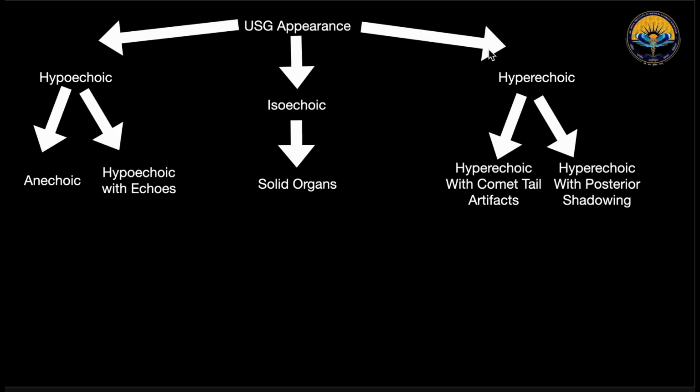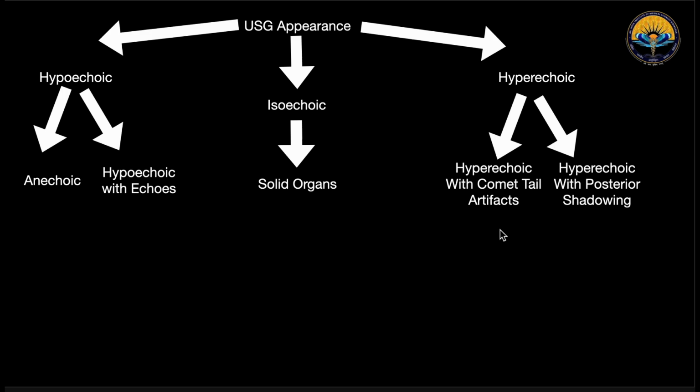Now coming to some ultrasound appearances of pathology which we see. If we see something, it could be anechoic, or hypoechoic with some echoes within it, or isoechoic, or hyperechoic. If it's hyperechoic, it could be hyperechoic with comet-tail artifacts or hyperechoic with posterior shadowing. If it's anechoic, that means there is a collection of clear fluid. If it's hypoechoic with echoes, there is some turbid fluid. If it's isoechoic, it's some solid organ. If it's hyperechoic with comet-tail artifacts, then it's air. If there is posterior shadowing, then it's bone or calculus.